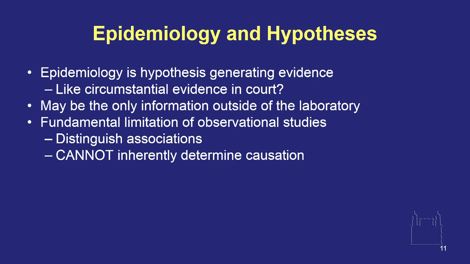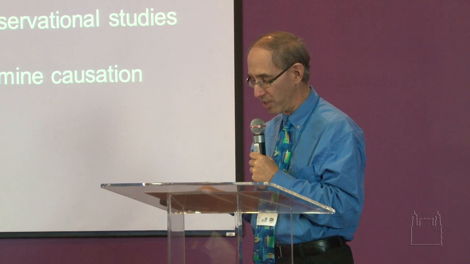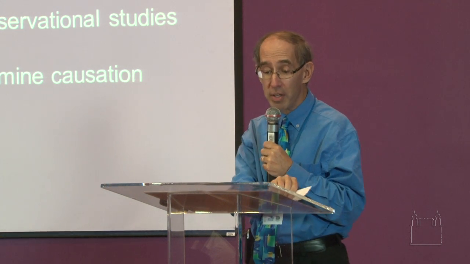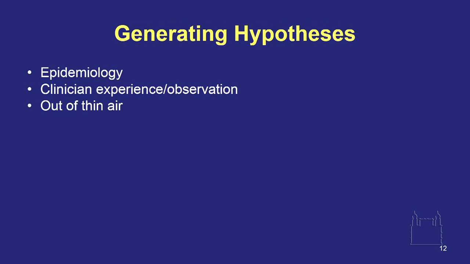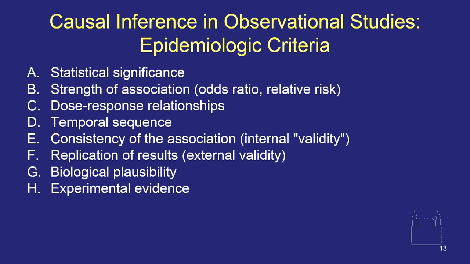Just getting associations with other data together could be incredibly useful, and you could basically be almost as good as a randomized trial in terms of getting very, very close to proving something. So that's, again, the sort of party line I'm giving you. This is the same theme: better than guessing out of thin air. A good observational epidemiologic study can be powerful.